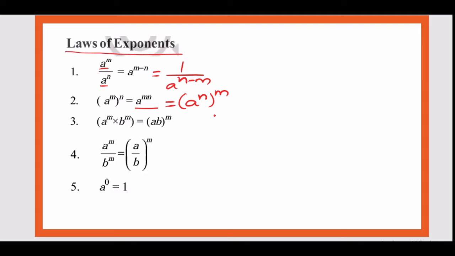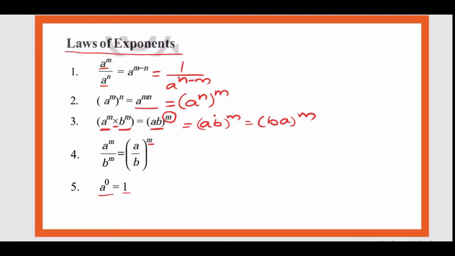Next, the third one is a power m into b power m. Here if you observe, the bases are different but the exponents are the same. When bases are different and exponents are the same, and they are in product form, we can take the combined product of them and the exponent can be taken as whole power. That means I can write it as ab whole power m, or I can also write it as ba whole power m. Next, if it is in the form of a quotient, with different bases and the same exponent, then I can write it as a by b whole power m.